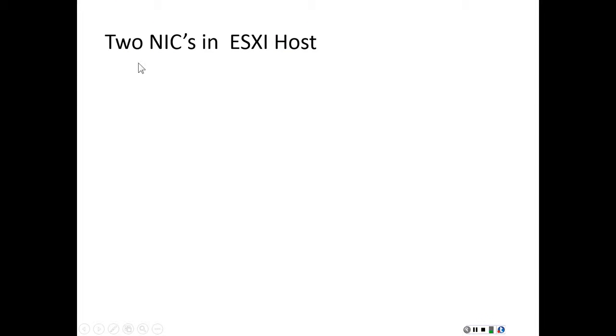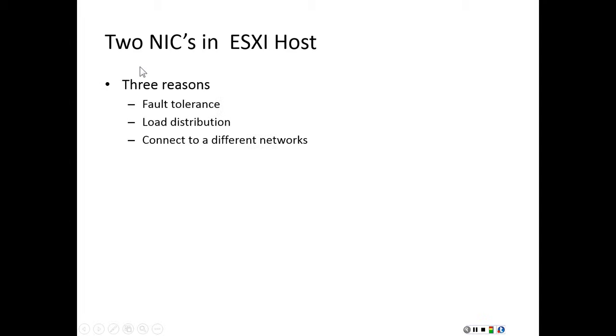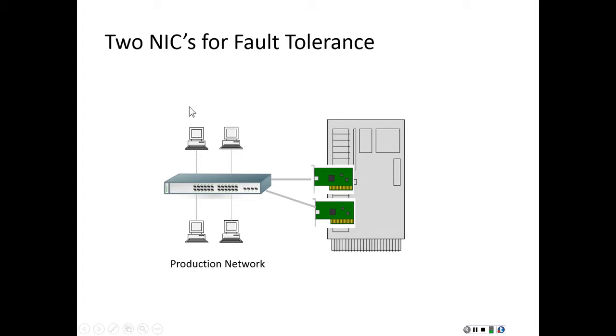So it leads to the question, why would you have 2 network interface cards in an ESXi host? There are 3 reasons: fault tolerance, load distribution, and the ability to connect to separate physical networks. Let's look at the fault tolerance example first.